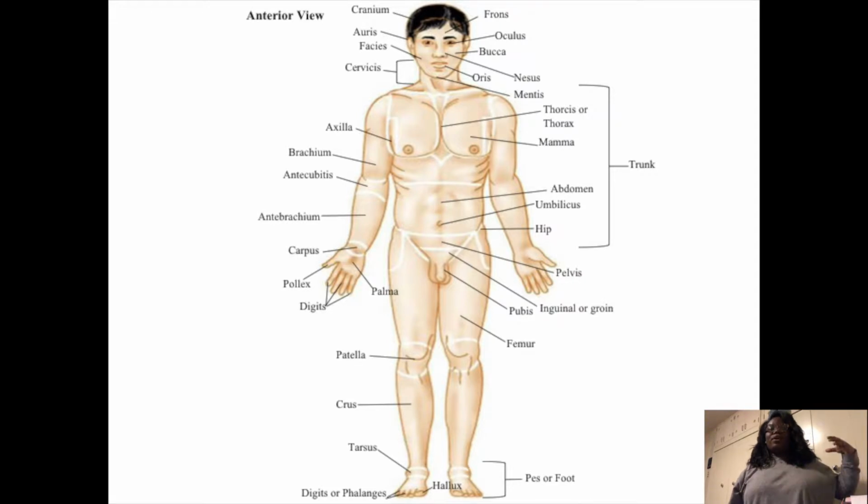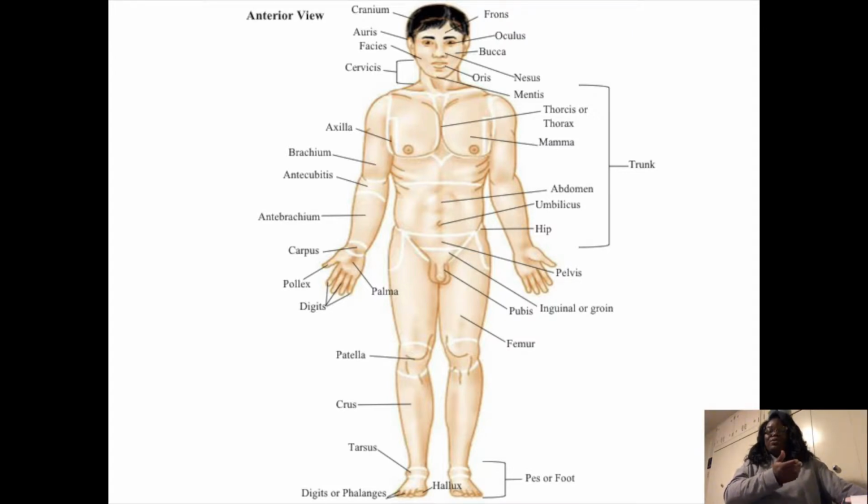Now, we're going to move on to the trunk, which you would normally call your arm. A good way to remember that: it's called a trunk, almost like an elephant's trunk. Your axilla is your armpit. Your brachium is right next to your armpit.